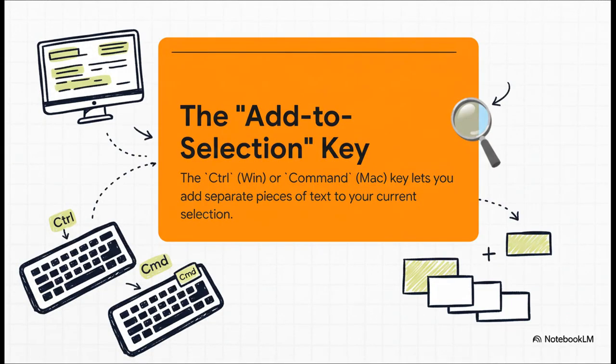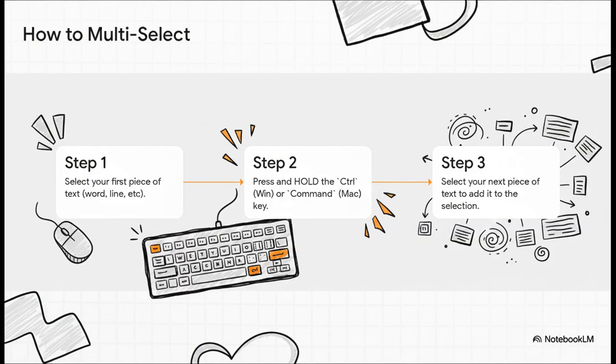The secret weapon here is what I like to call the Add to Selection key. That's the Control key on Windows or the Command key on a Mac. When you hold this key down, you're basically telling Word, hey, don't start a new selection. Just add whatever I click next to what I've already got. And here's how easy it is to do. First, select your first word or phrase just like you normally would, maybe with a quick double click. Then, press and hold down that Control or Command key. And while you're holding it, you can just go anywhere else in your document and select another piece of text. It just gets added to your current selection.